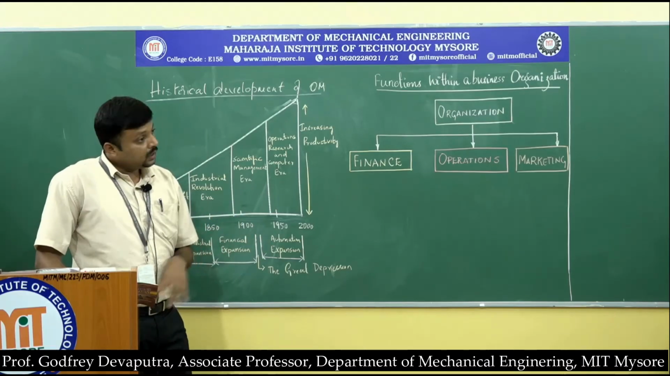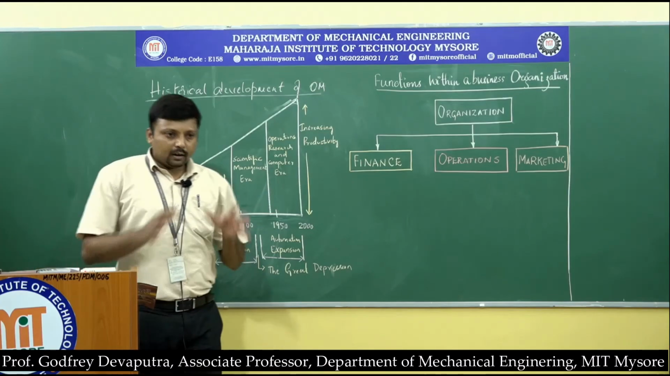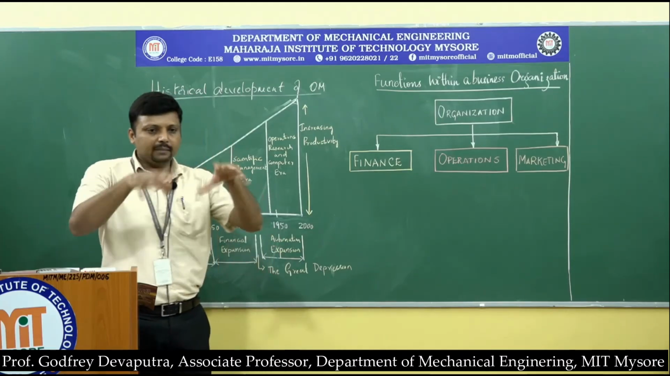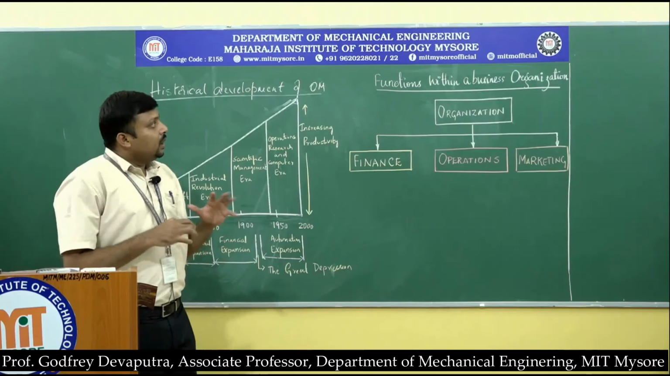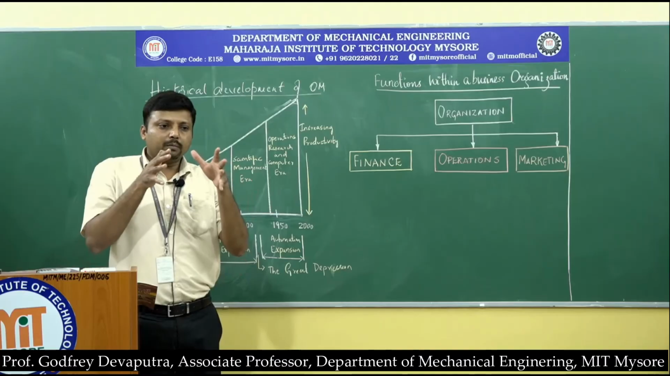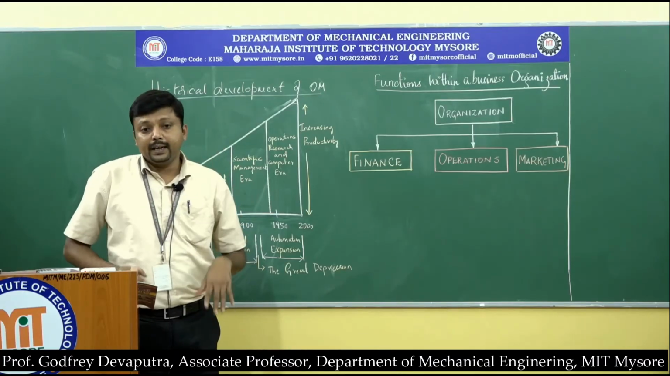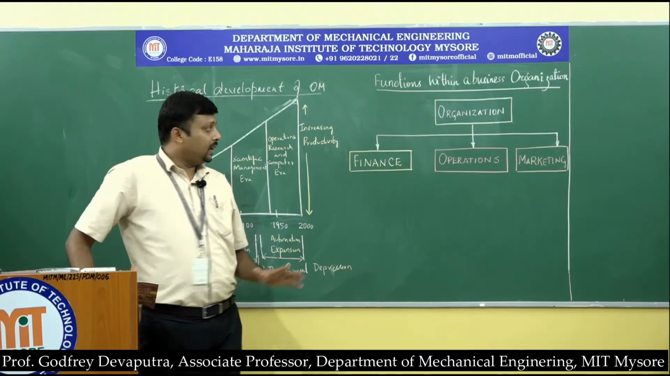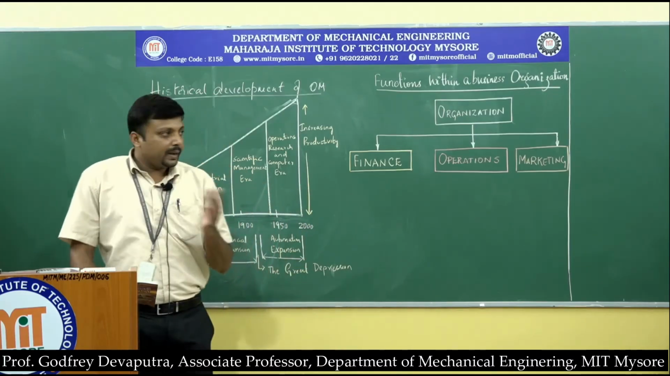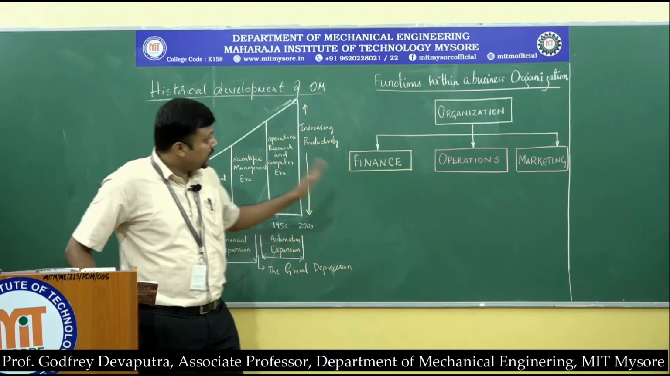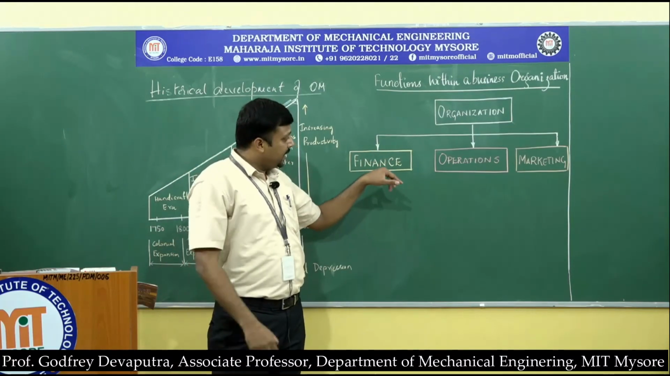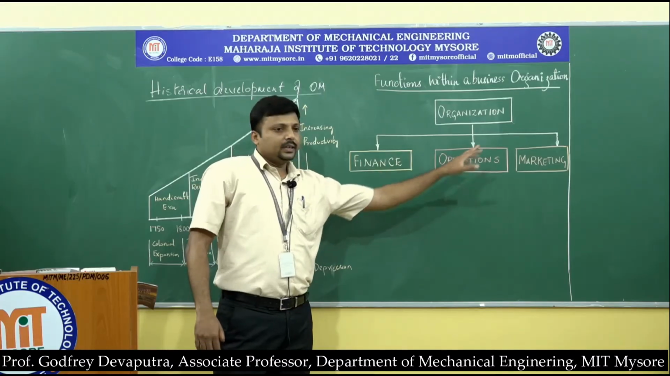Now, coming back to an organization, when we speak about an organization, there are primarily three functions that need to be working really well in order for a business organization to progress and make more profit. Broadly, the functions are classified as finance, operations, and marketing.